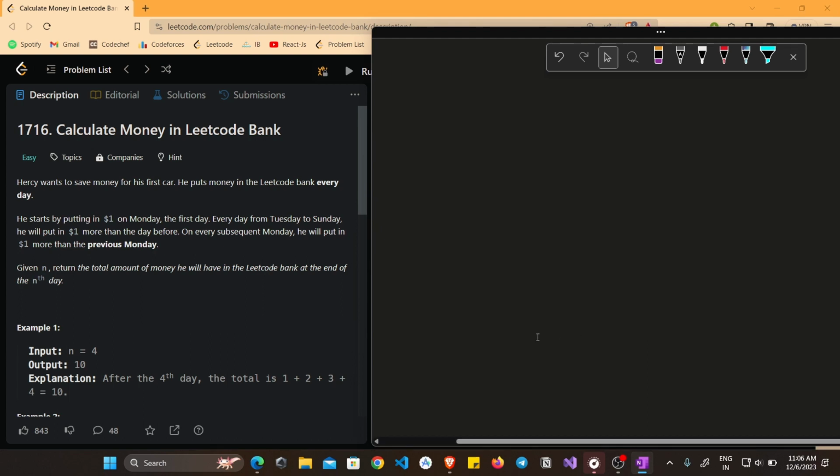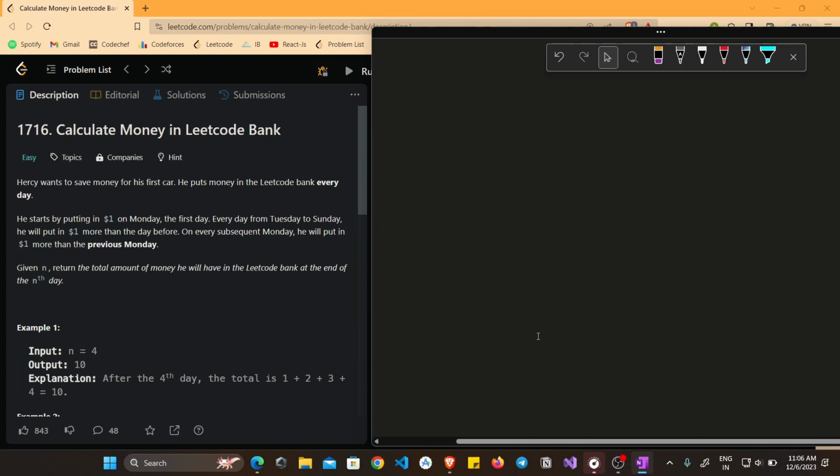So now Hershey wants to save some money for his first car. He puts money in the LeetCode Bank every day. He starts by putting $1 on Monday, the first day. Every day from Tuesday to Sunday, he will put $1 more than the day before. On every subsequent Monday, he will be putting $1 more than the previous Monday.